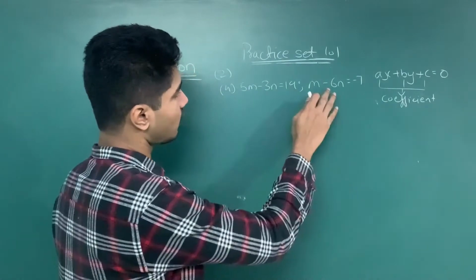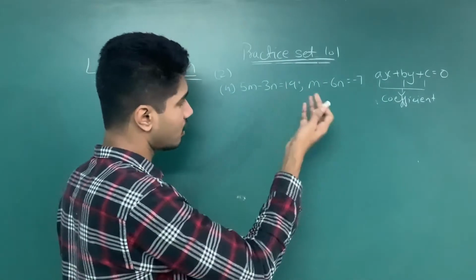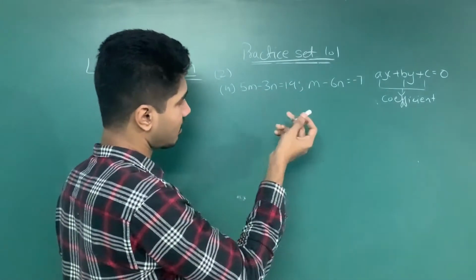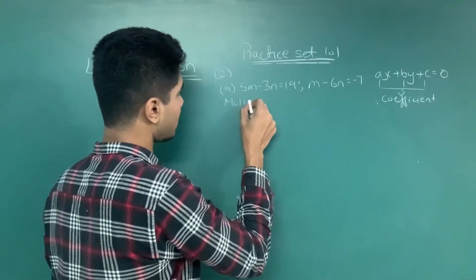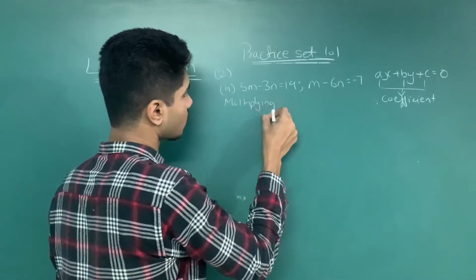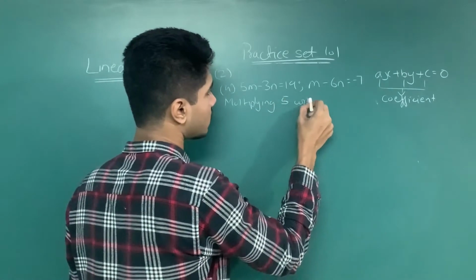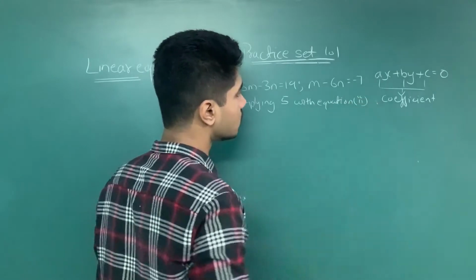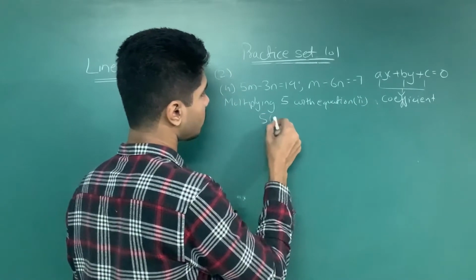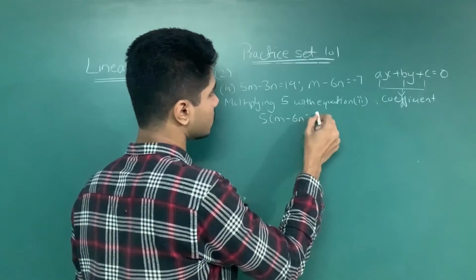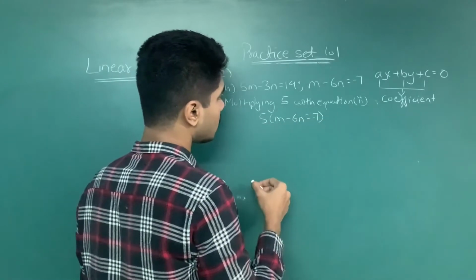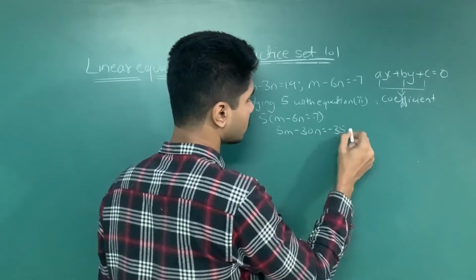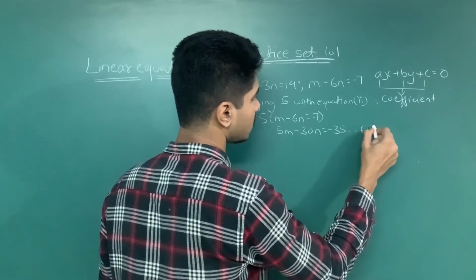I think 5 multiply करना simple होगा. So anyhow, जैसा आपको लगता है, आप 2 भी multiply कर सकते हो, आप 5 भी multiply कर सकते हो. I'll multiply 5 with the equation number 2. So multiplying 5 with equation 2. So you get 5m minus 30n is equal to minus 35, which is equation number 3.